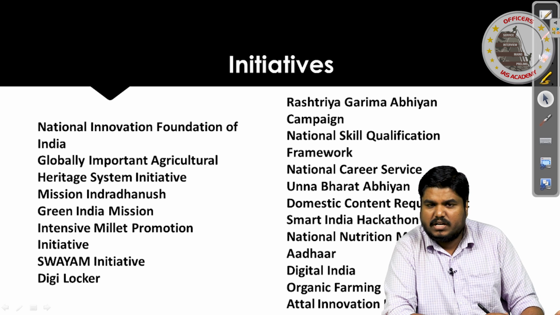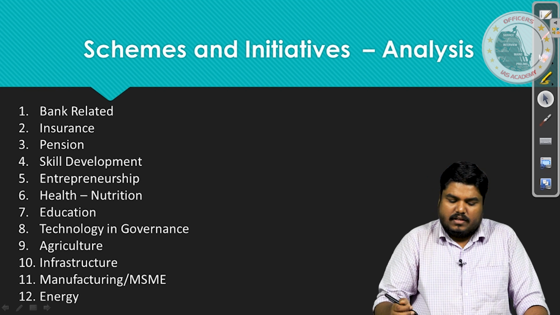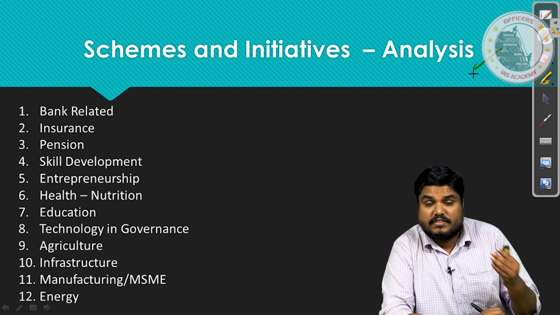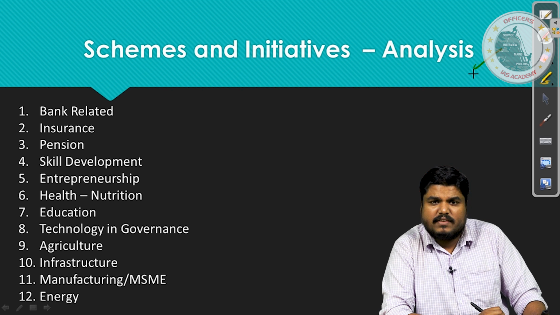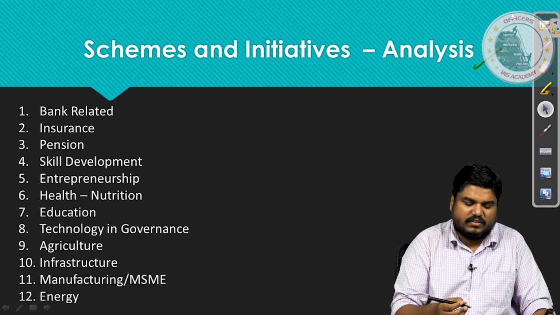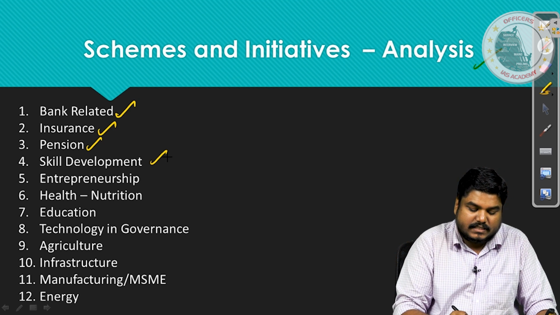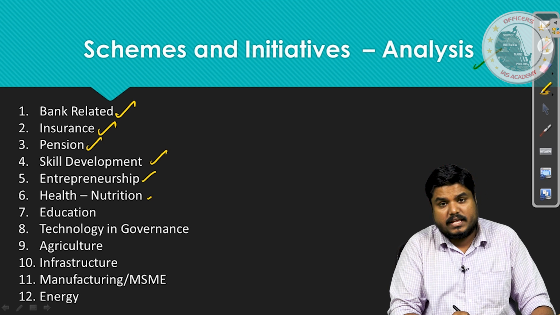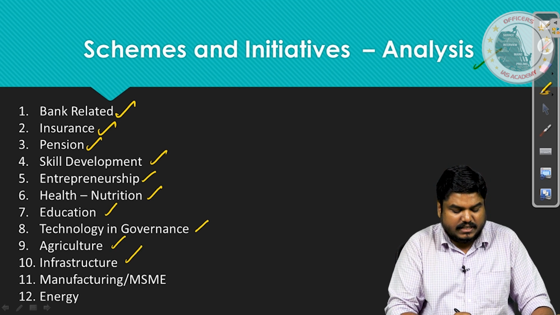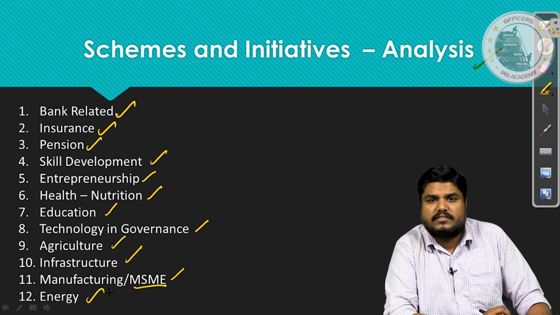Right, so we can pass and we can make a note of these topics. What we have observed from the schemes and initiatives is that UPSC largely focuses on these areas: bank related, insurance, pension, skill development, entrepreneurship, health, nutrition, education, technology and governance, agriculture, infrastructure, manufacturing, particularly MSME, and energy related.